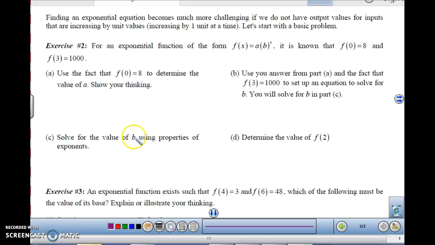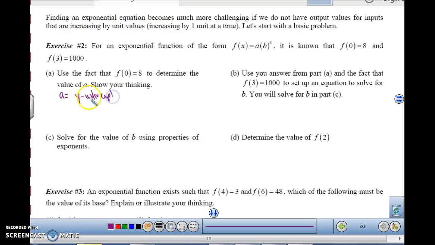All right, now let's look at an exponential function that's a little more complicated when we're only given 2 points and we have to write the equation. So for an exponential function of the form f of x equals a b to the x, it is known that f of 0 equals 8 and f of 3 is equal to 1,000. All right, so use the fact that f of 0 equals 8 to determine the value of a and show your thinking. All right, now remember, the value of a is the y-intercept.